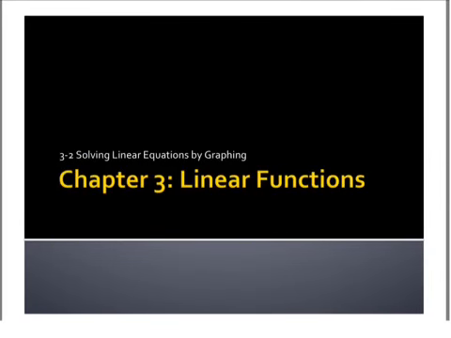Hey friends, we're still in chapter 3 looking at linear functions, but in section 3.2, we're going to look at solving linear equations by graphing.